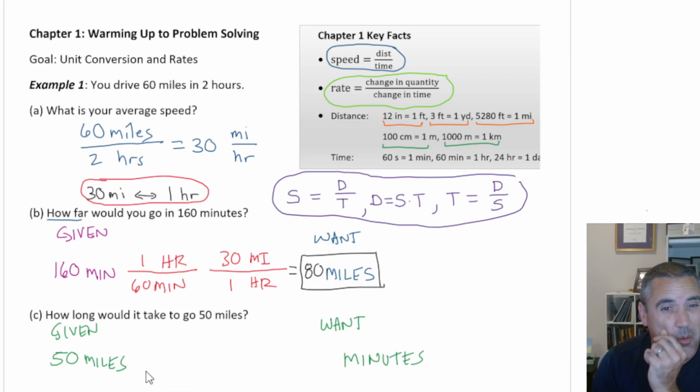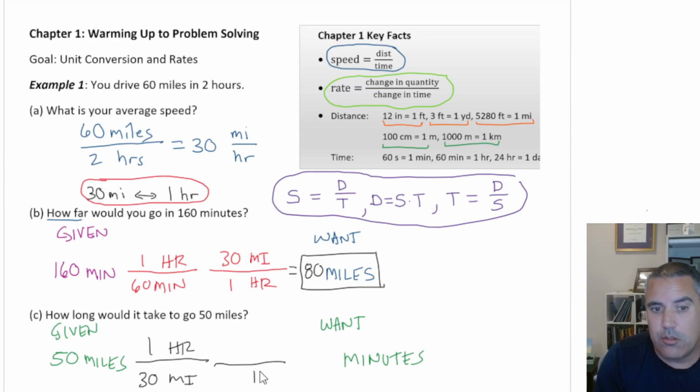What can I do? Well, I know how to get from miles to hours. So let's set this up. 30 miles, 1 hour. And then I want to go from hours to minutes. It didn't specify what unit. I had a few students come up to me after class and they're like, why did you do it in hours? So I thought, here, we'll do it here.